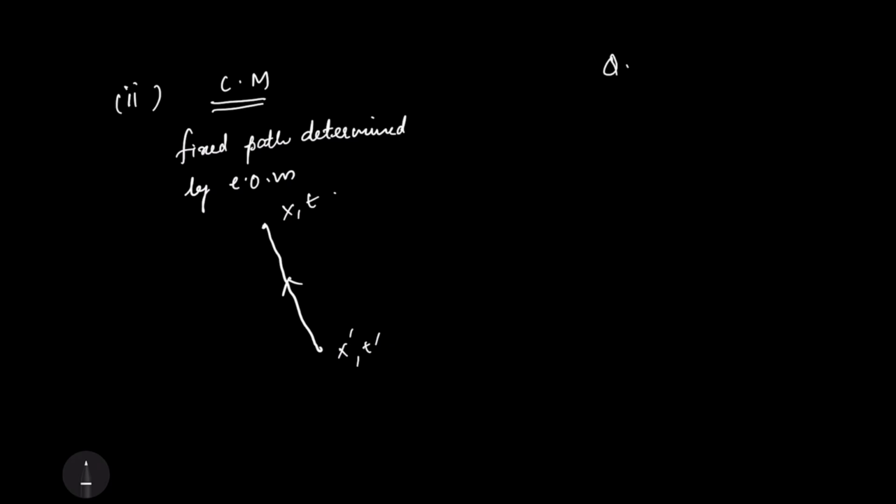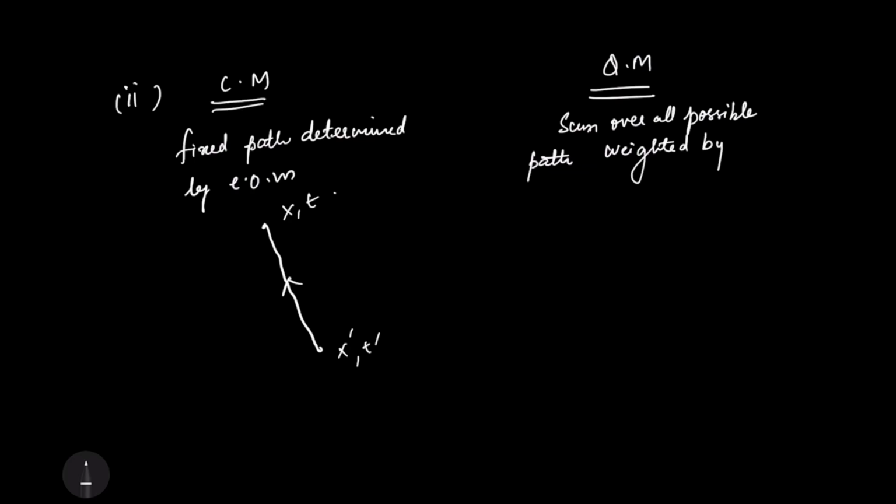And in quantum mechanics, you have to sum over all possible paths, weighted by the action. So if you have x, t and x prime, t prime, then you have to sum over all possible paths, right?